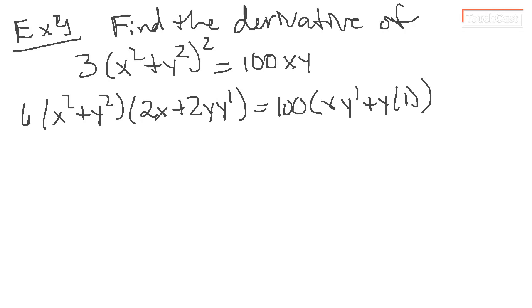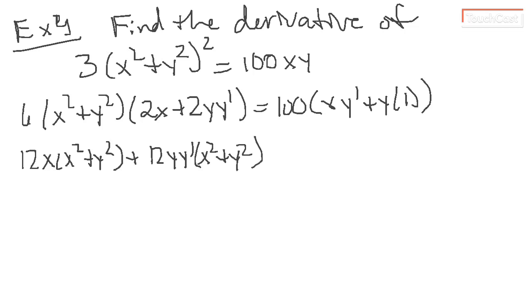So let's clean up what we've got. I'm going to distribute the 6 times x squared plus y squared on the left to the 2x plus 2y y prime. So we're going to end up with 12x times x squared plus y squared plus 12y y prime times x squared plus y squared equals, and then I'm going to distribute the 100 in. So I'm going to have 100x y prime plus 100y.